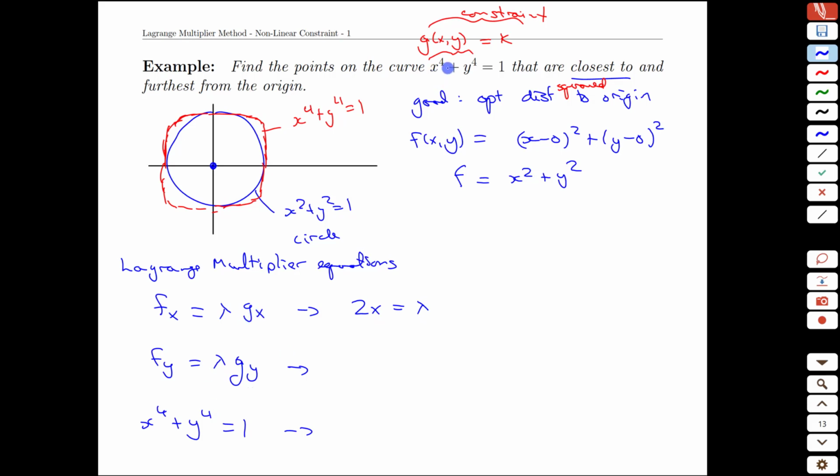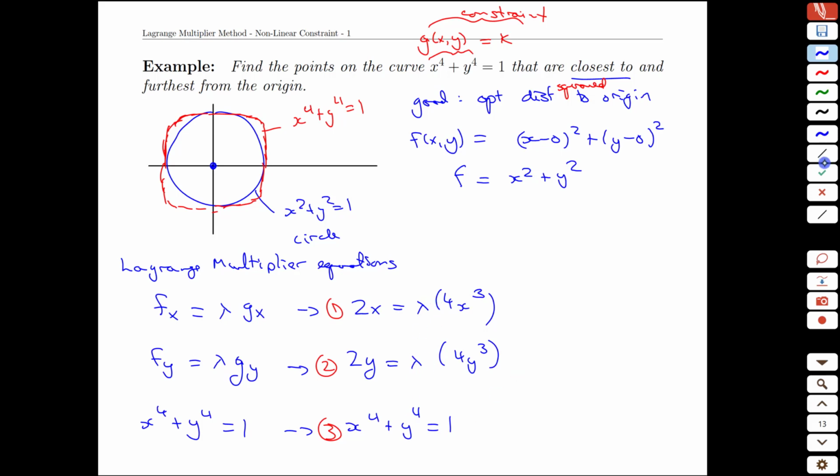Where's g? G's up here. It will be 4x cubed. Then we do the same thing for the y derivative of f. Here's f. Take the y derivative. There are a lot of moving pieces here, so be careful. That equals lambda times the y derivative of g. We look up for g, here's g. The y derivative will be 4y cubed. And then we copy down our constraint. We can then label those equations 1, 2, and 3, and start to solve and see what we can do.